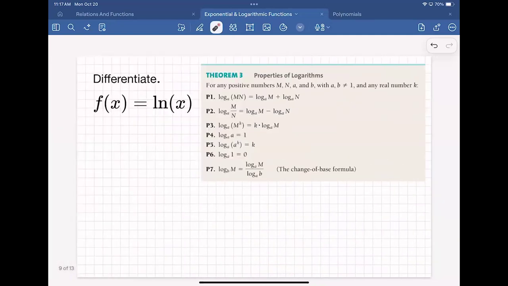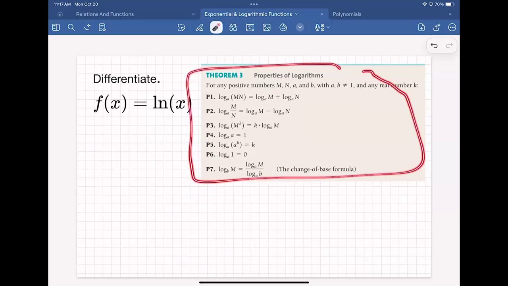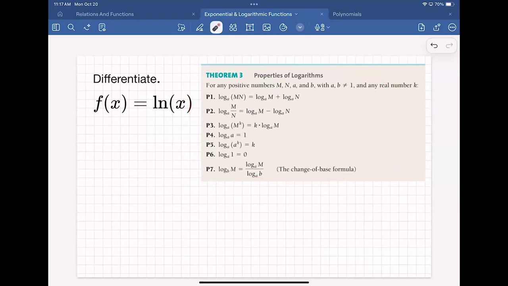All right, so one thing I do want you to make sure you're comfortable with is to go over your properties of logarithms. That's definitely going to be something you want to be comfortable with. It's going to help you in different situations. And there are going to be times where you need to know your properties. So make sure you go through and become familiar with those.